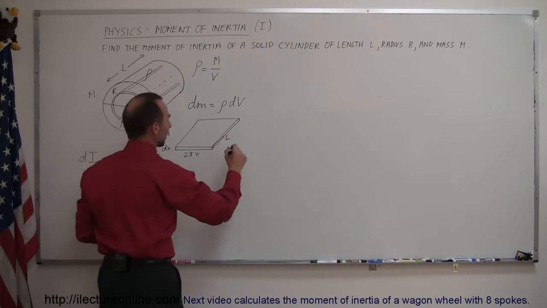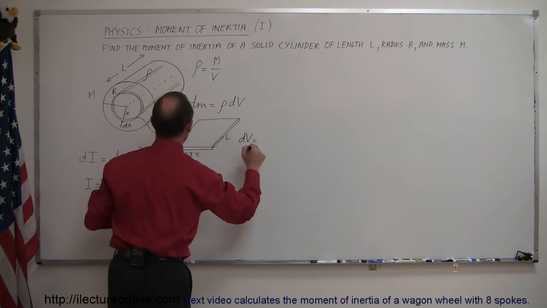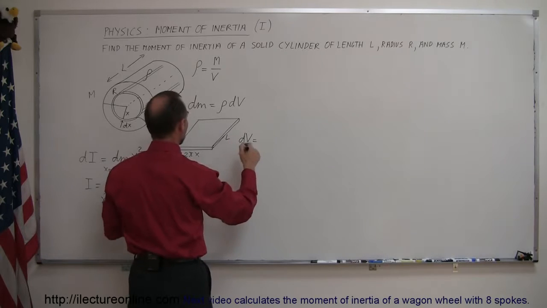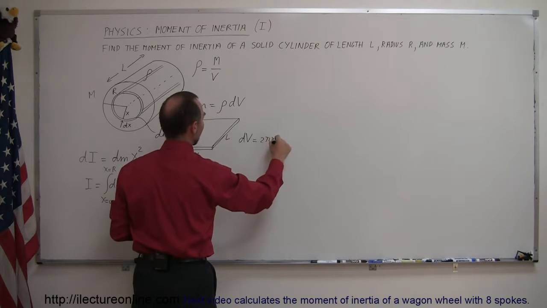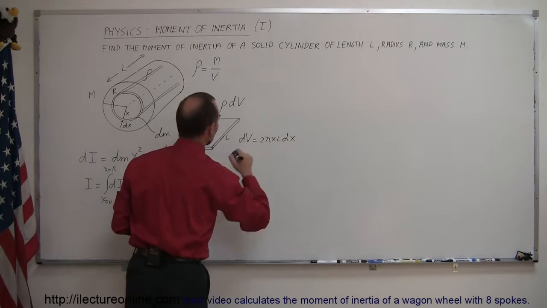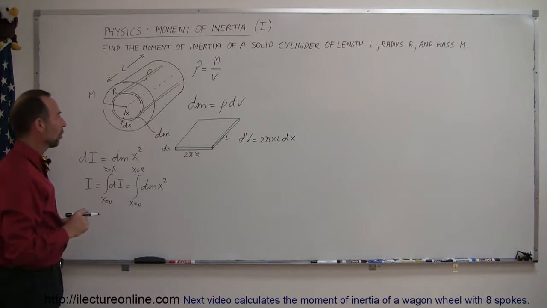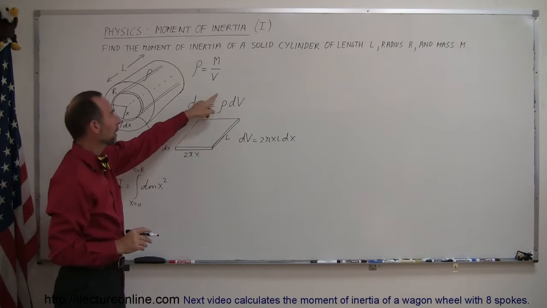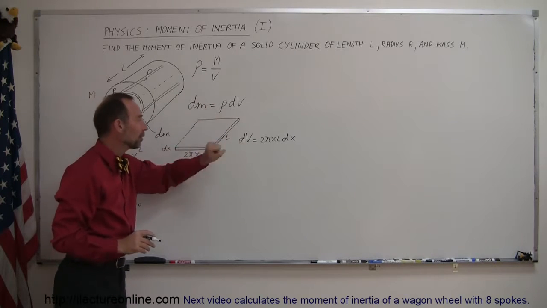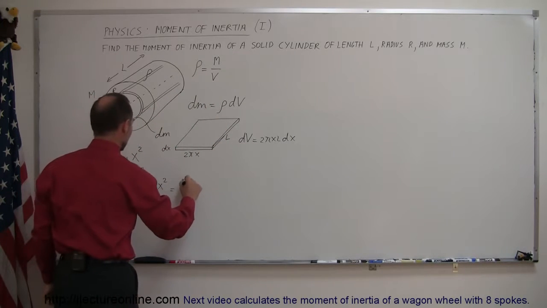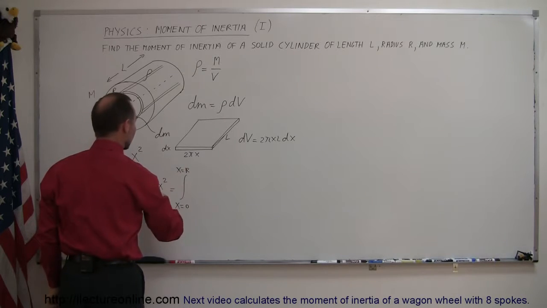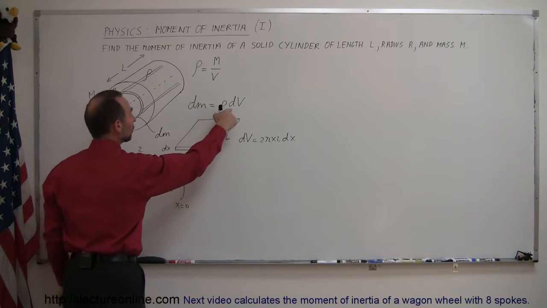And so I can say now that the dV of this little segment is equal to the width times the length times the height, which is 2 pi x L dx. So that's my dV. And my dm can now be replaced by my rho, my density, times dV. This can now be written as the integral from x equals 0 to x equals r, and instead of dm, I'm going to write rho dV.